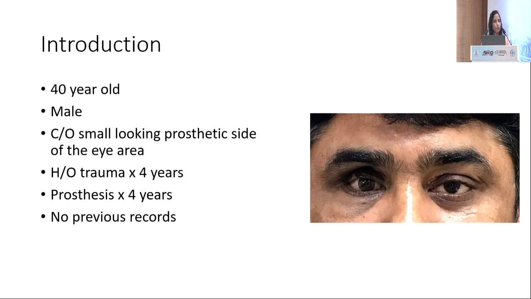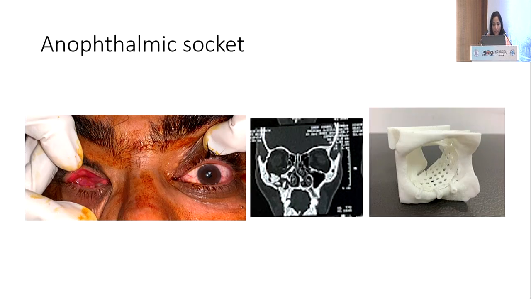So we presumed this to be, what would you presume it to be on the face of it? It looks like a contracted socket, okay? That's what we presumed it as. And then we saw that it's actually an expanded socket instead of a contracted socket.